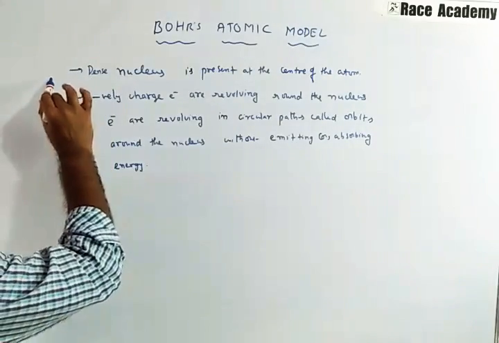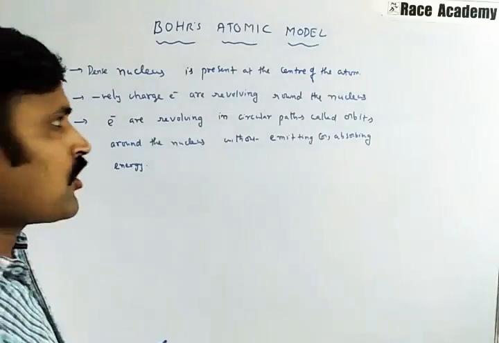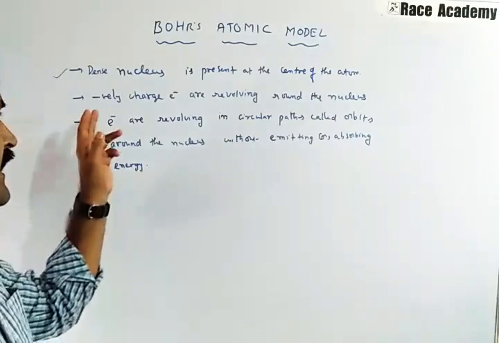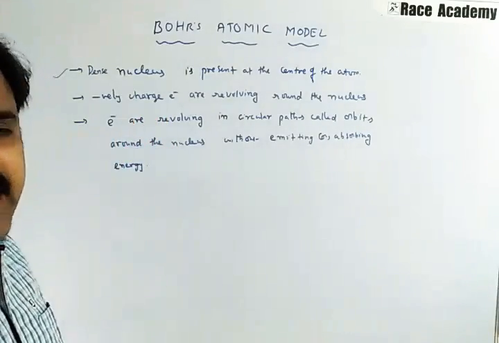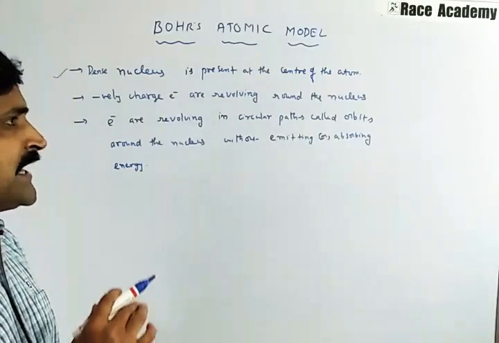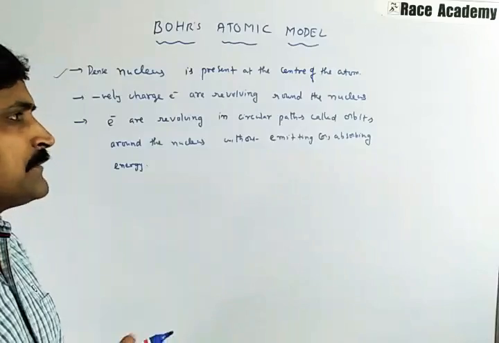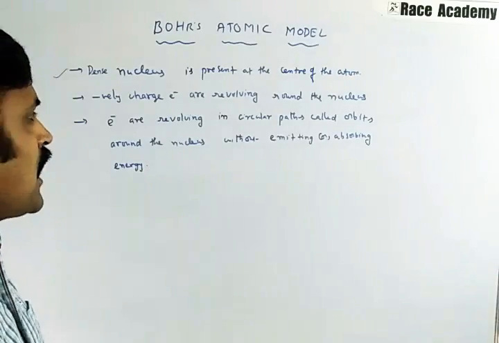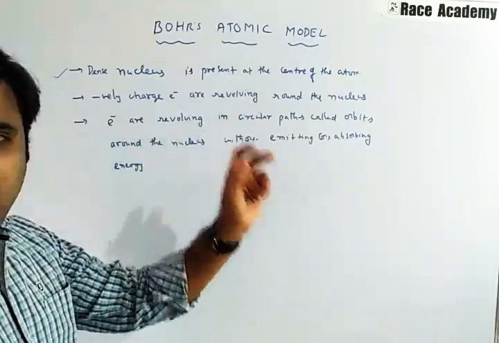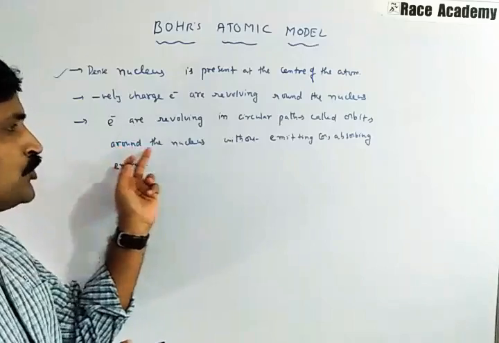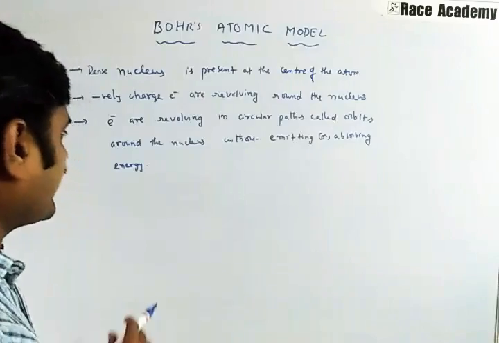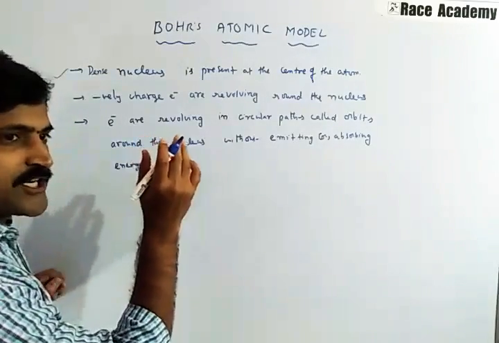That means a dense nucleus with protons and neutrons, present at the center of the atom, is one important postulate. And negatively charged electrons, we all know, are revolving around the nucleus. The revolving nature of the electrons is compared with the planets around the sun. After that, electrons are revolving in circular paths called orbits around the nucleus without emitting or absorbing energy. And in such a case, they told that those orbits are stationary orbits.